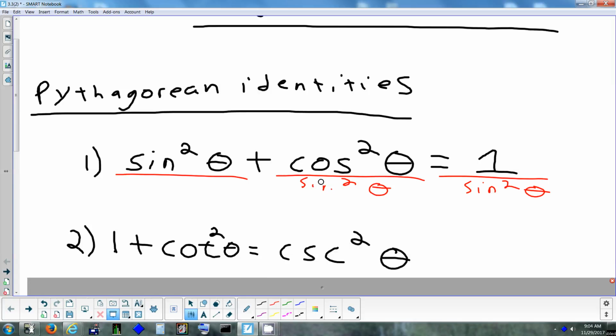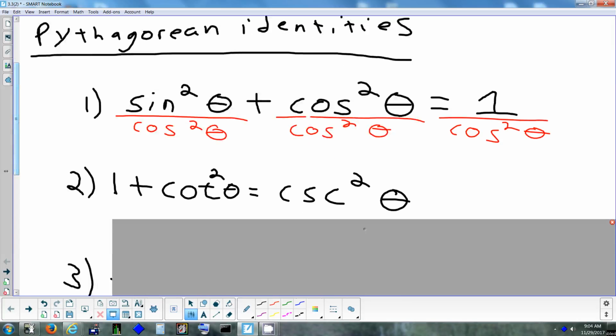Okay. And to get the third one, I'm not going to divide everything by sine squared. Any guess what I would do to get the third one? I'm still going to divide everything by something. By what? Cosine squared. Okay. So again, just watch this part, and we're going to write the result right here.